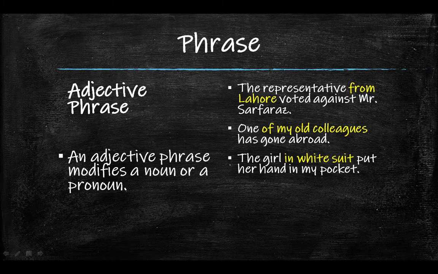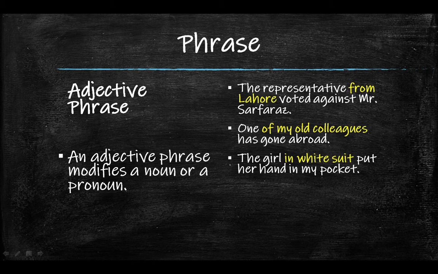Take a look at the next example. The girl in white suit put her hand in my pocket. The girl put her hand in my pocket. Well, she seems to be a thief. Maybe she was feeling cold and she tried to put her hand in her own pocket and by mistake it went into my pocket, or maybe she was trying to steal my purse. I don't know. But the question is, which girl put her hand in my pocket? The answer is the girl in white suit.